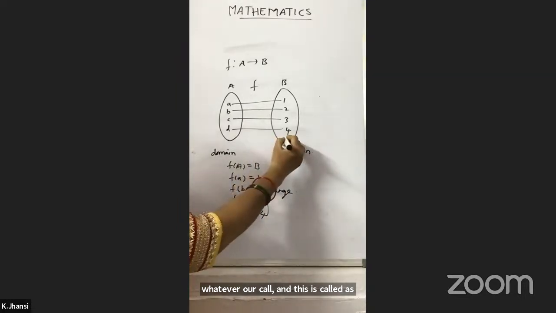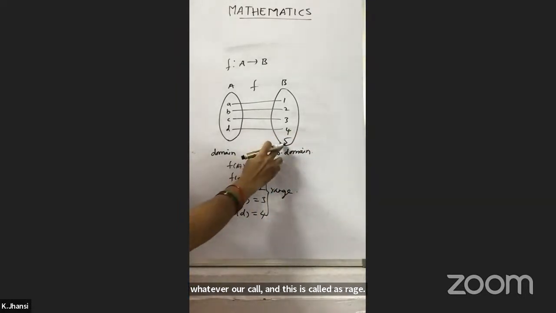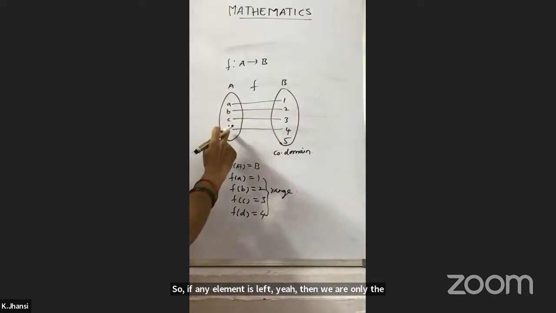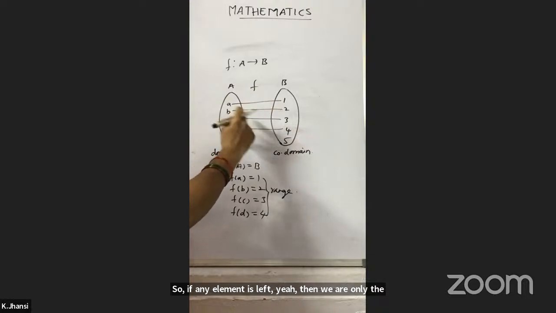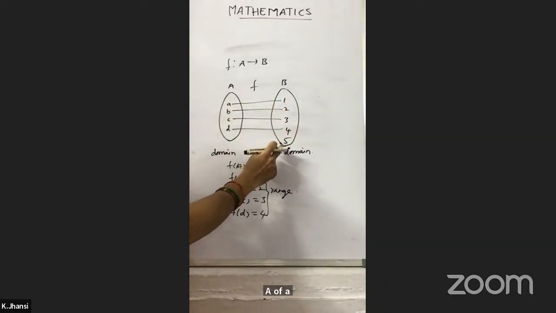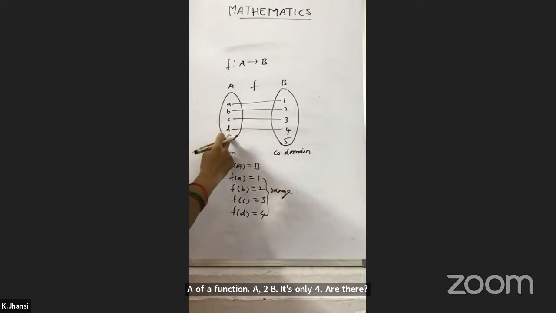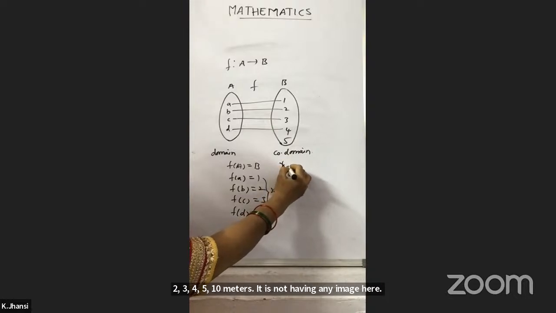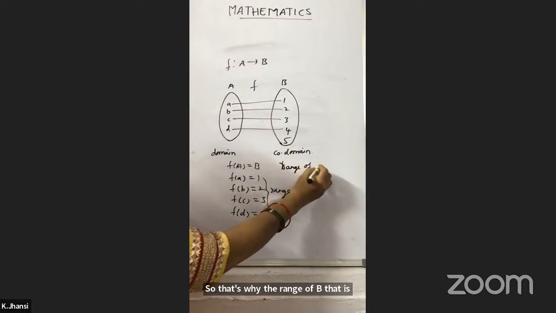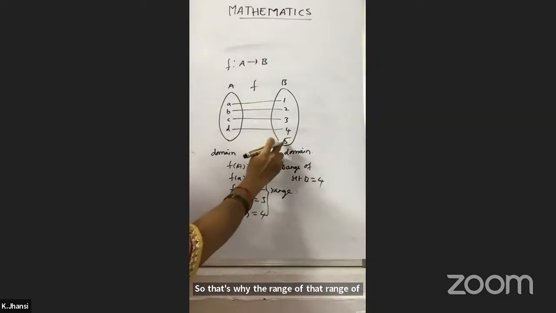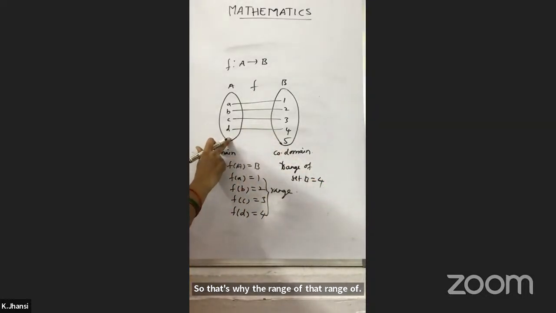So if any element is left here, then here only the range elements are, that is the range of this one, f of a function a to b means only 4 are there, 1, 2, 3, 4. Fifth element is, it is not having any image here. So that's why the range of set b is equals to only 4 elements. So it should have compulsory here image.